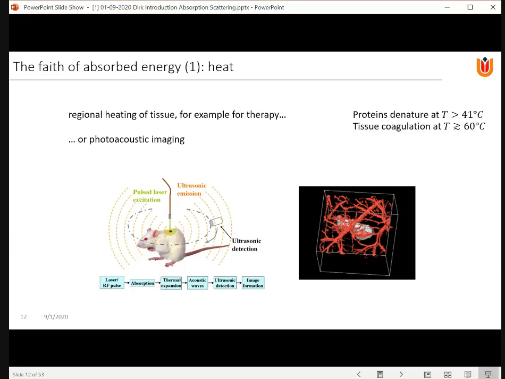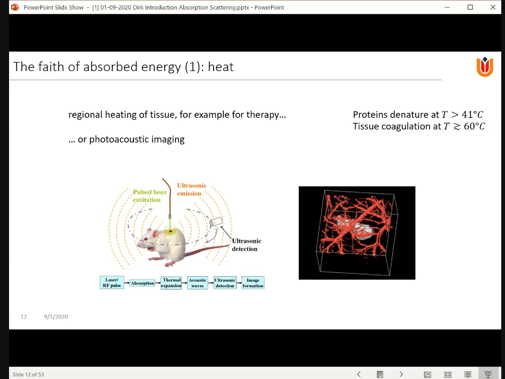And that ultrasonic pulse can then be detected using, let's say, a normal ultrasonic detector, which you've also seen in a normal echography. So you can pick up that pulse, and if you do that at a few different locations, then you can calculate back where the absorption took place, and you can make a reconstruction of basically all the absorbing compounds inside the tissue. What you see there on the right-hand side is a photoacoustic reconstruction of the blood vessels around the tumor in a mouse.